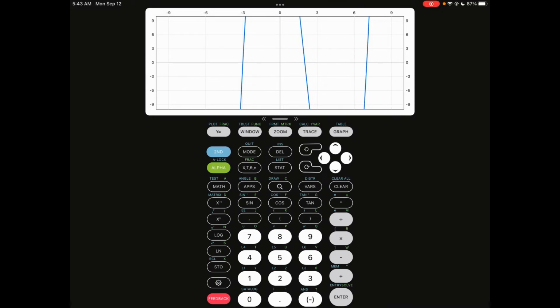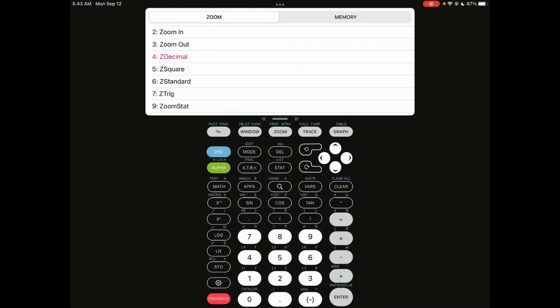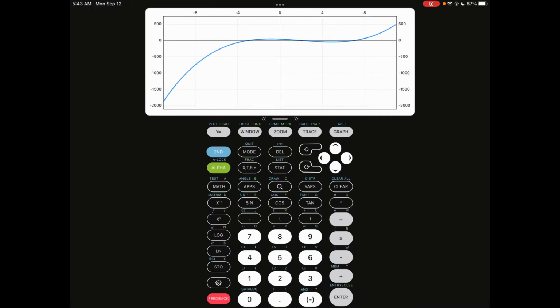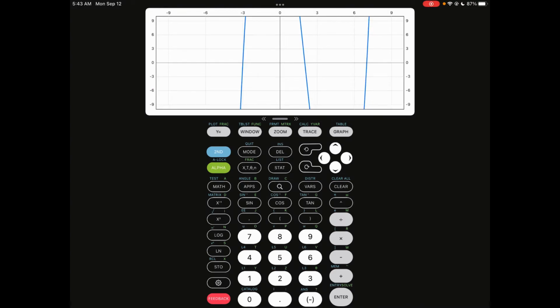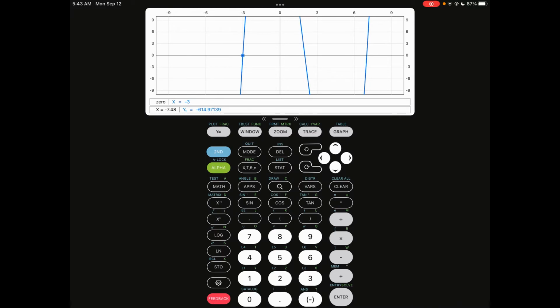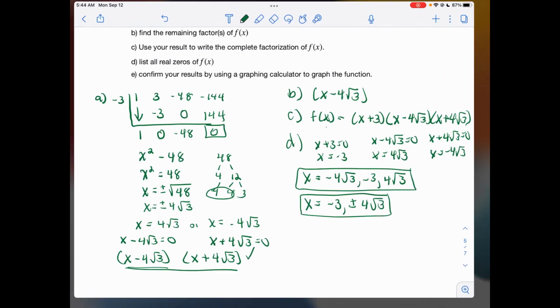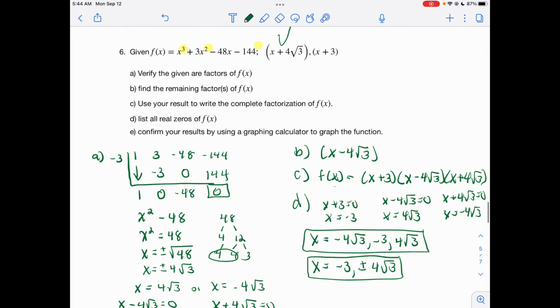All right, so here we're looking at a polynomial. You can zoom out if you want to see what the polynomial looks like. But I like this zoom pretty close to it because all I'm looking at is where it's crossing the x-intercepts. And so I can do my trace and I can just plug in the zeros I found. So am I doing the right equation? No, I'm doing the wrong equation. So we have x cubed plus 3x squared minus 48x minus 144. And our zeros are negative 3 plus or minus 4 the square root of 3. I did the wrong equation. Let's try this again.